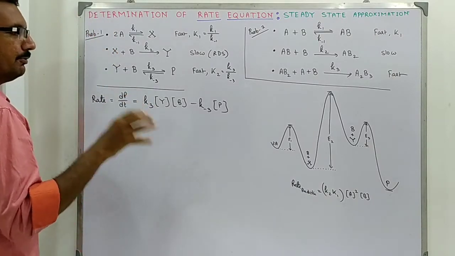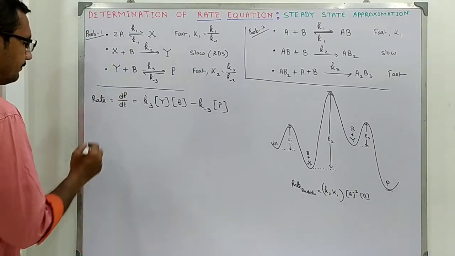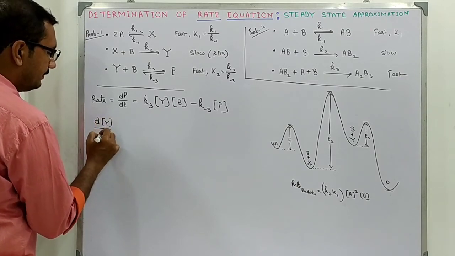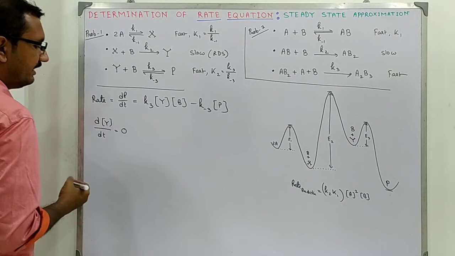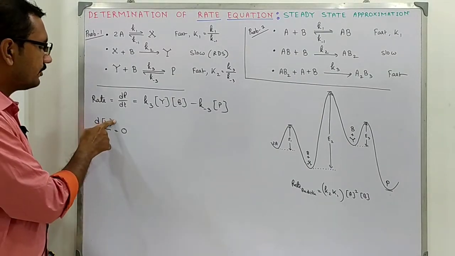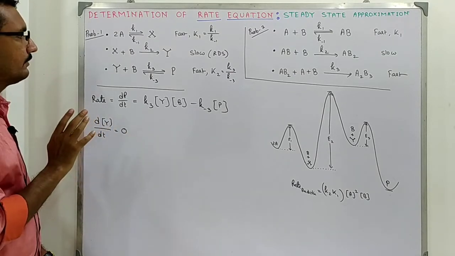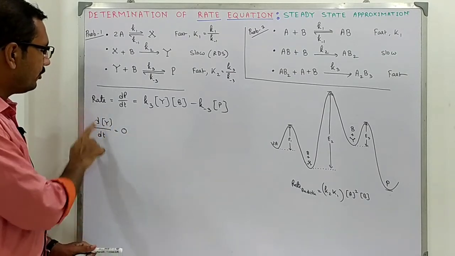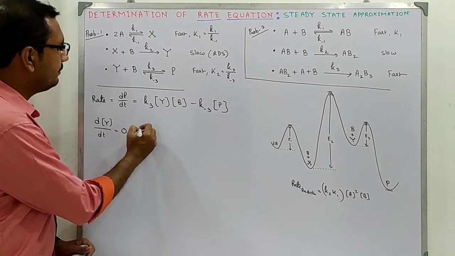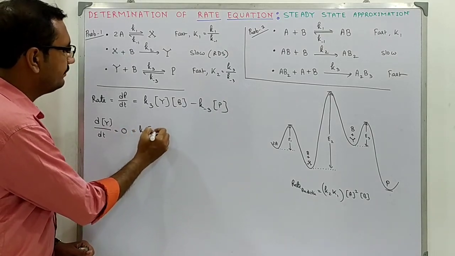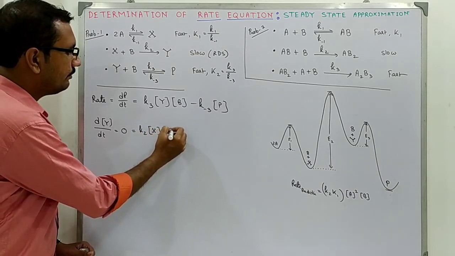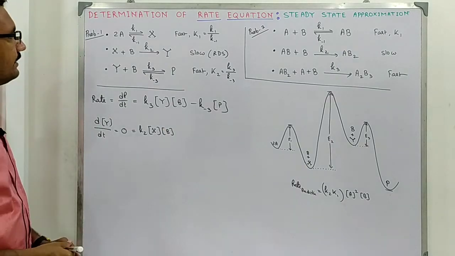This will appear for a moment, and for that moment we can apply to a good approximation that the concentration of y will remain constant over time, so that the first order derivative of concentration of y will be 0. Now, this rate of formation of y or rate of accumulation of y is guided by the second step, that is K2 into [x] into [b].